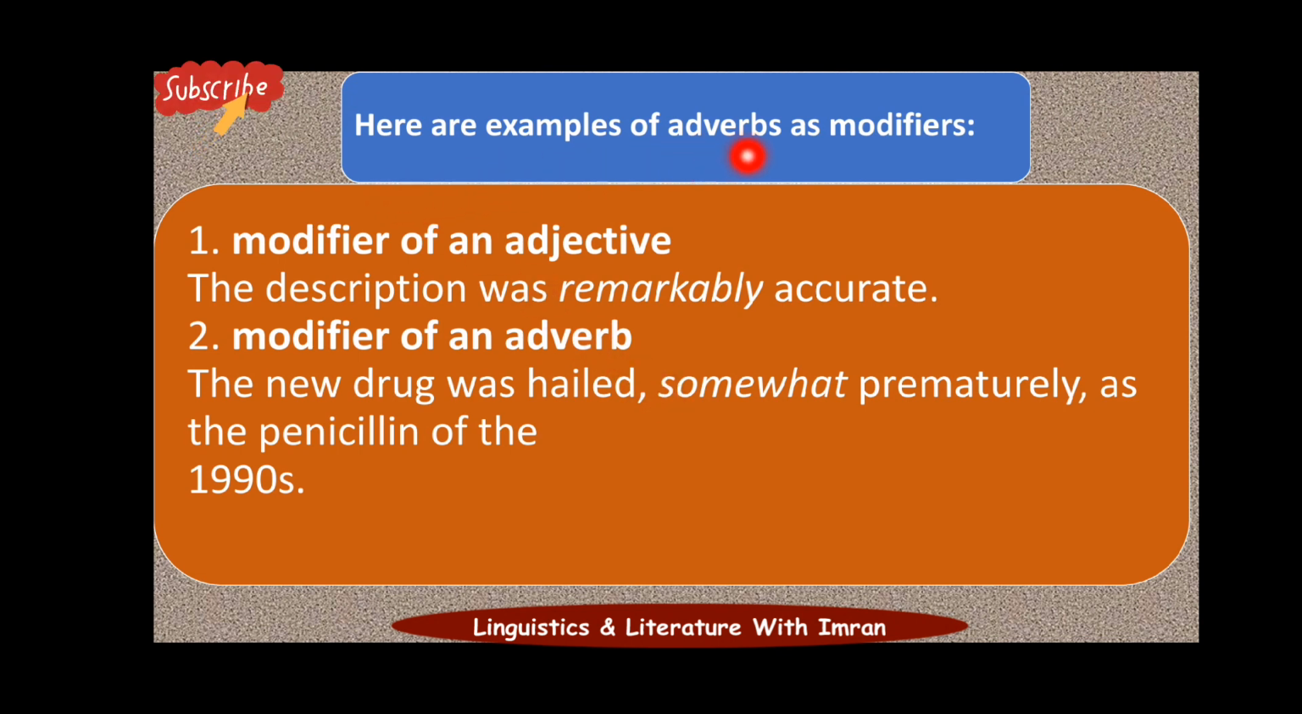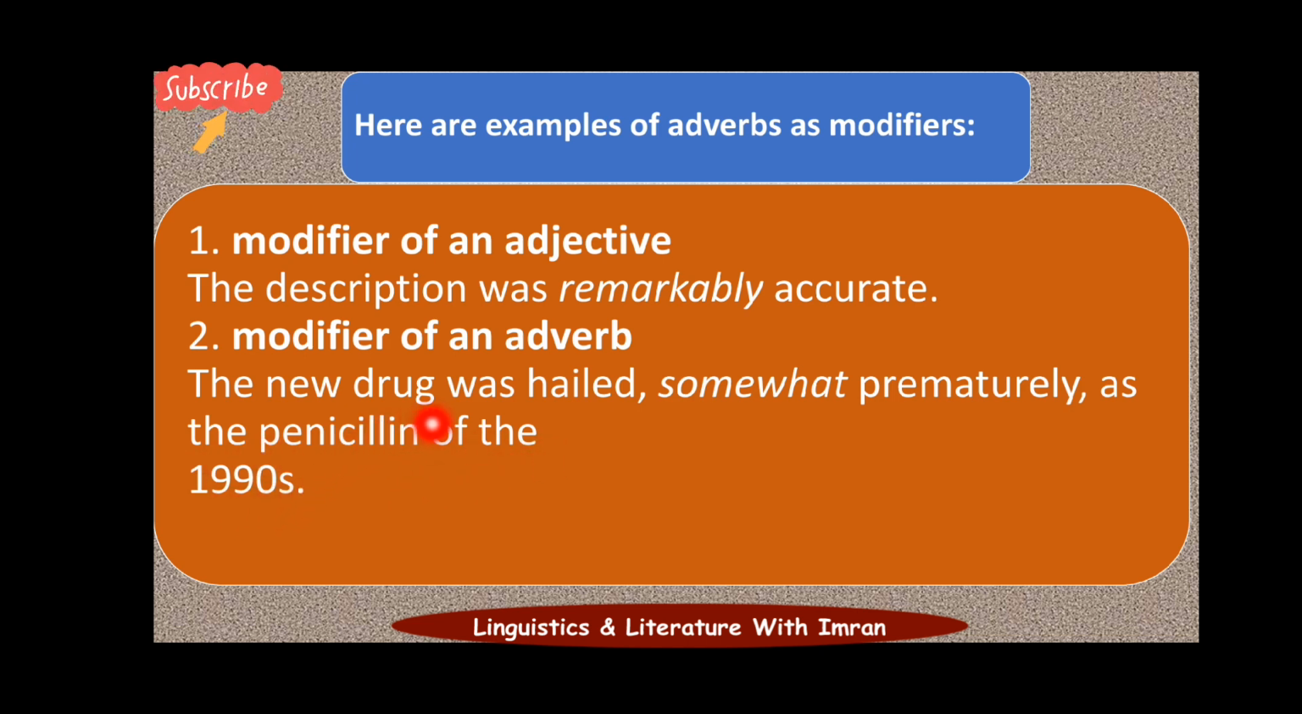Here are some examples of adverbs as modifiers. For example, modifier of an adjective. We say, "The description was remarkably accurate." So what is remarkably here? That is an adverb, and accurate is an adjective. So here remarkably is an adverb phrase and it is used as a modifier of the adjective accurate, right? Modifier of an adverb: "The new drug was hailed somewhat prematurely as the penicillin of the 1990s."